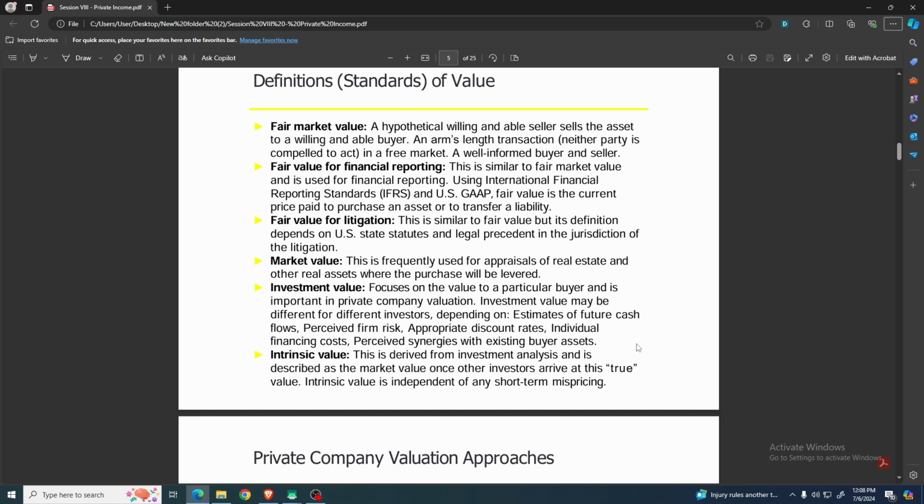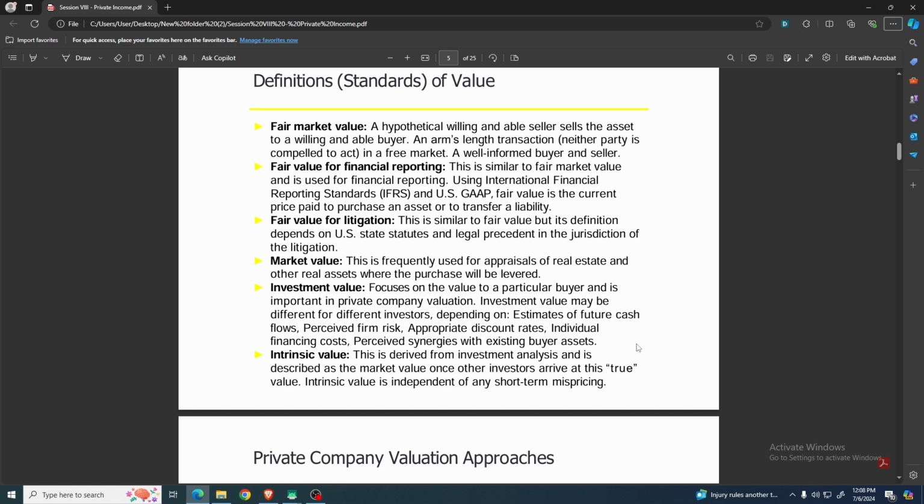So, for example, a private equity firm valuing a manufacturing company may have a different investment value compared to a strategic buyer who sees potential synergies with their existing operations. And then finally, you have the intrinsic value. I'm sure you will be asked to evaluate the intrinsic value of certain entities in your final exam paper. So you need to have a good idea on what actually is the intrinsic value.